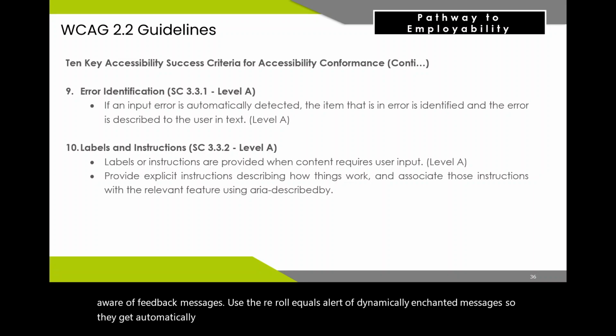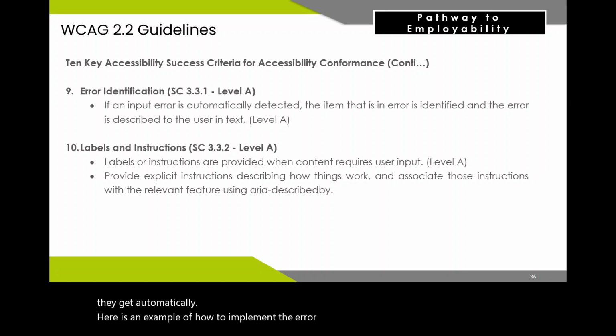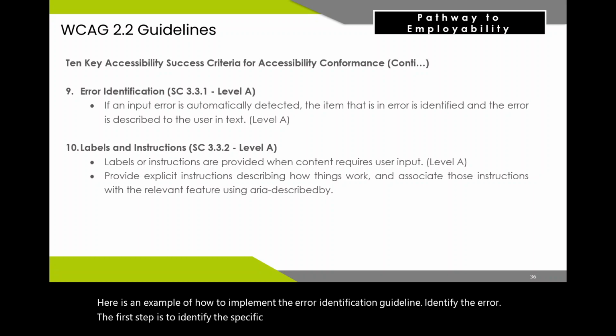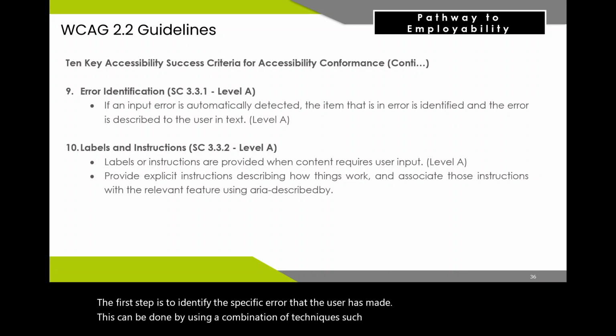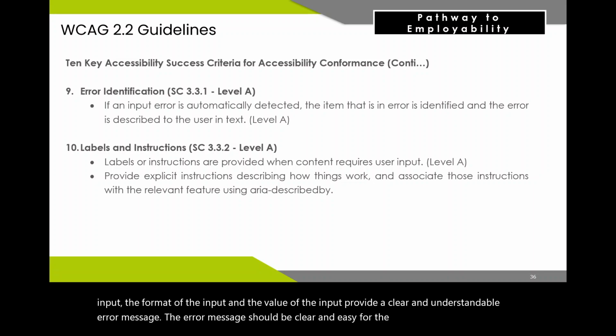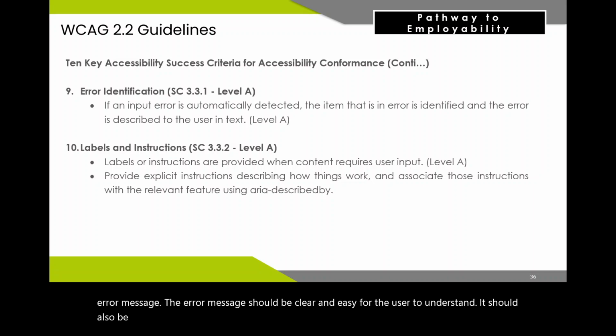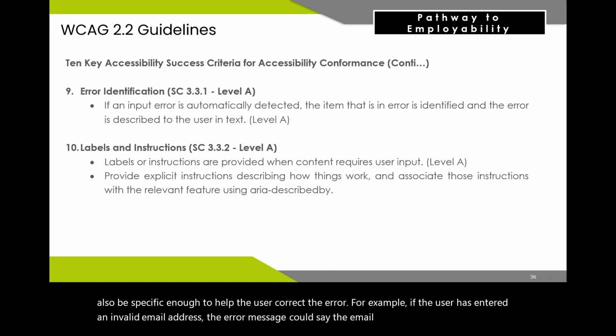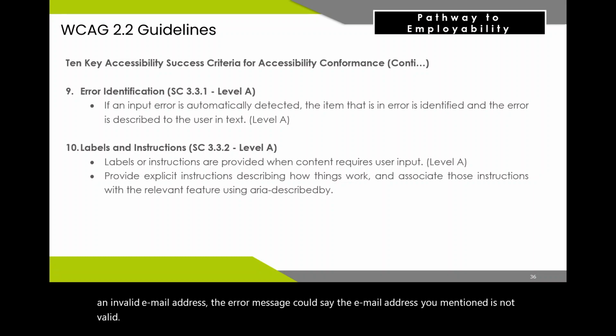Here is an example of how to implement the error identification guideline. Identify the error. The first step is to identify the specific error that the user has made. This can be done by using a combination of techniques, such as checking the length of the input, the format of the input, and the value of the input. Provide a clear and understandable error message. The error message should be clear and easy for the user to understand. It should also be specific enough to help the user correct the error. For example, if the user has entered an invalid email address, the error message could say, "The email address you entered is not valid. Please enter a valid email address."